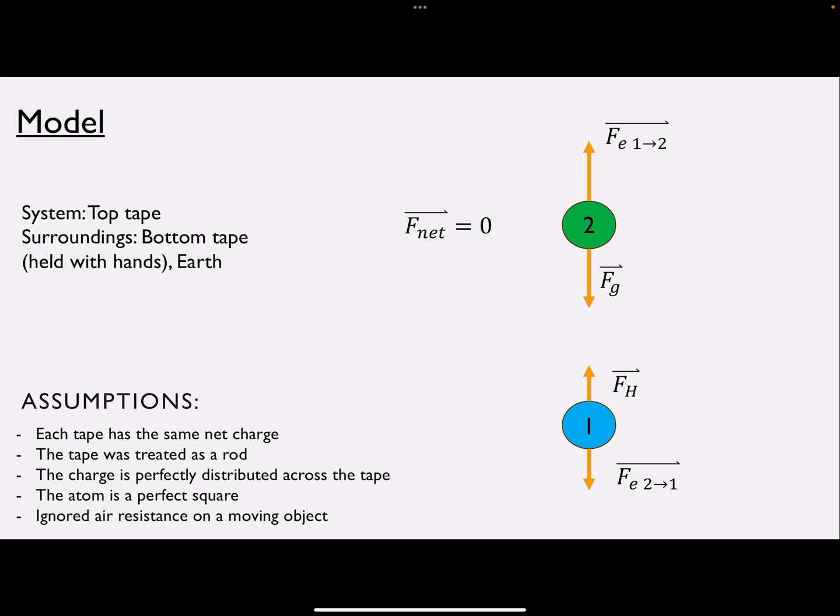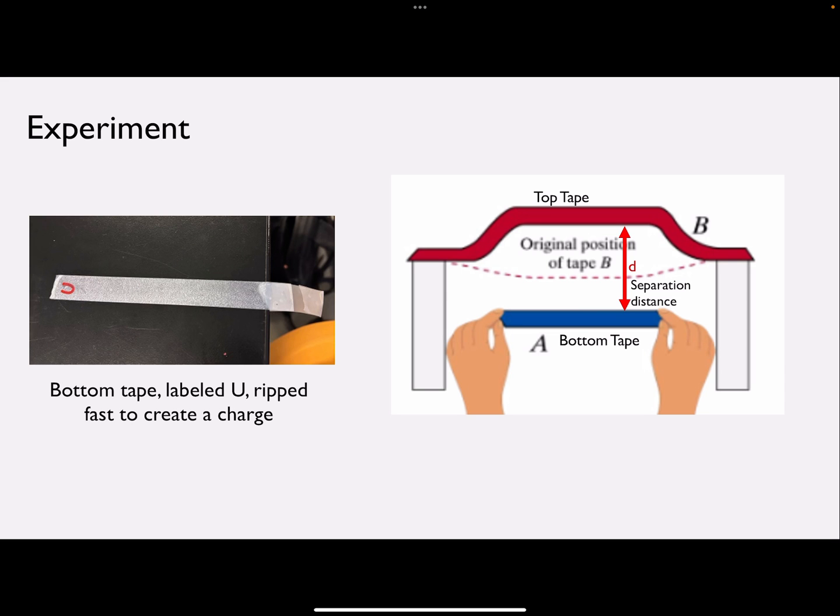These are just key assumptions. The tape was treated as a rod. We assume the charge was perfectly distributed across the tape and that the atom is a perfect square. And we ignored air resistance on a moving object, which is crucial in this lab. The experiment was we had a bottom tape labeled U and we ripped that fast to create a charge, and then we could find the separation distance as shown to the right.